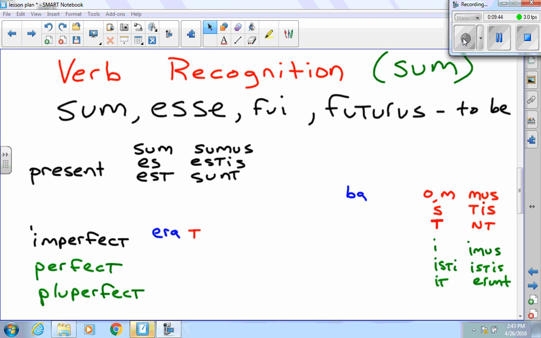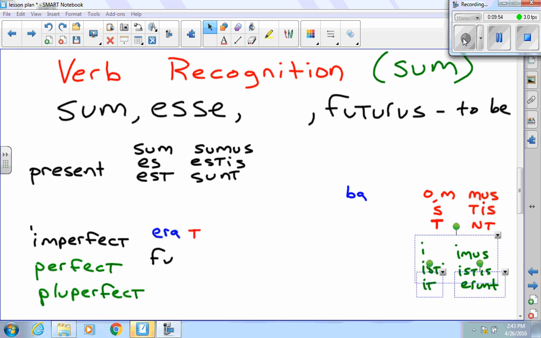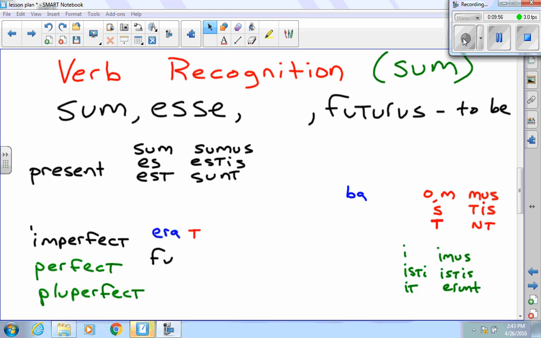However, if I want to go to the perfect, we do what we did earlier. We're going to take fui, that's the perfect of sum, that third principal part. We're going to take off that i. And for the perfect, remember, these green guys right here are all unique to the perfect tense only. Okay, if I go pluperfect, I'm still going to use that same stem, fu. Pluperfect uses era as a marker, and then I'm adding my ending, fuerat. That is the pluperfect active of sum.